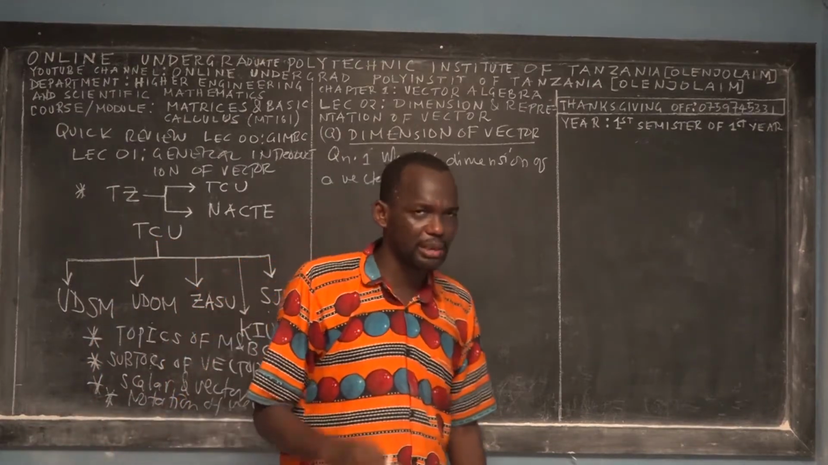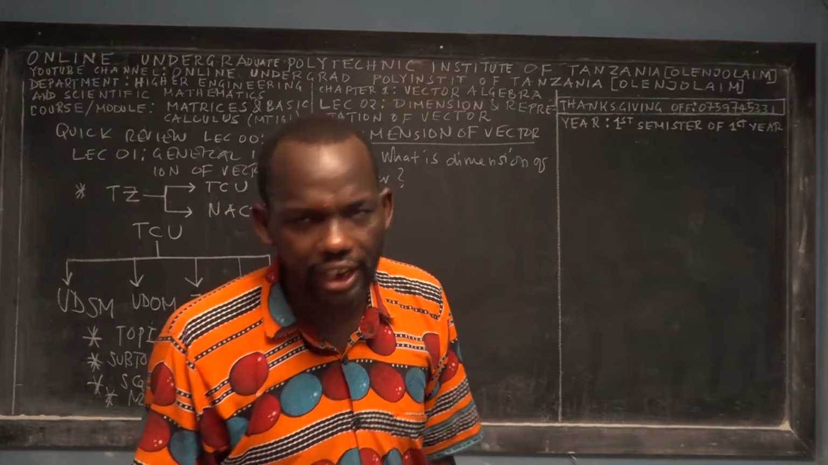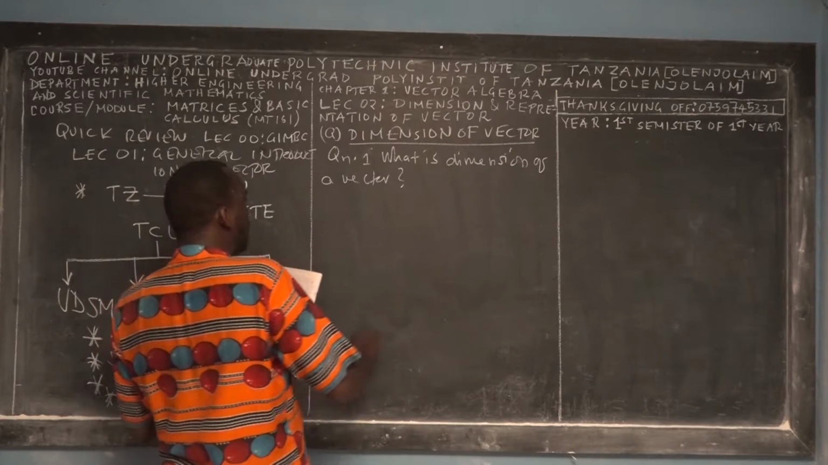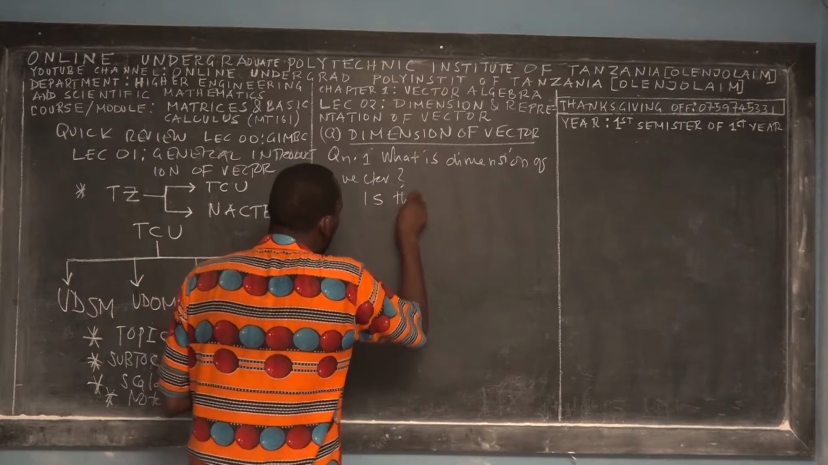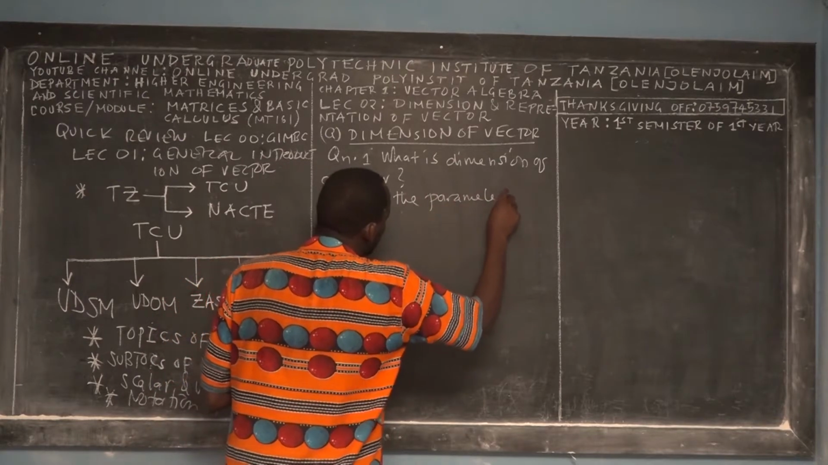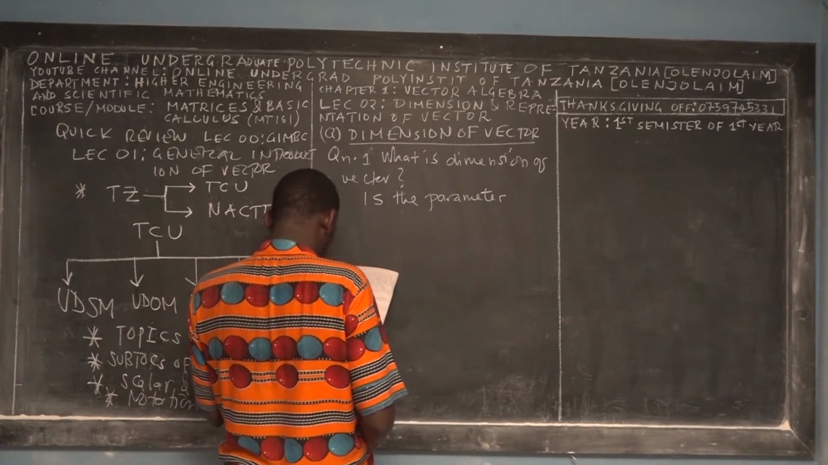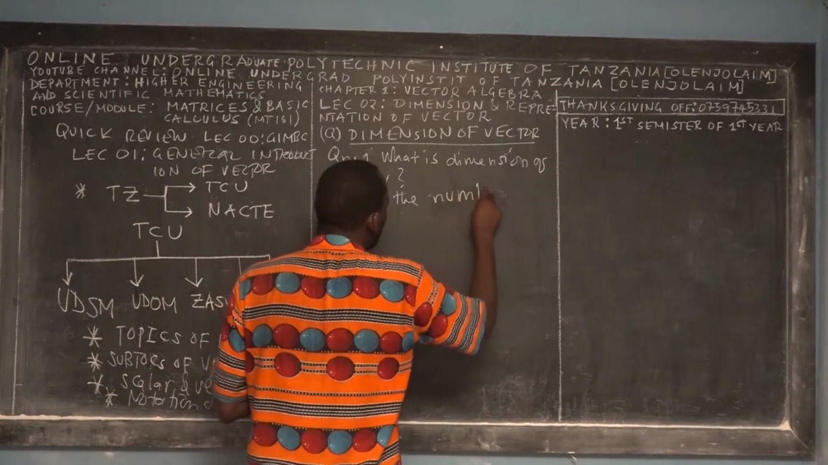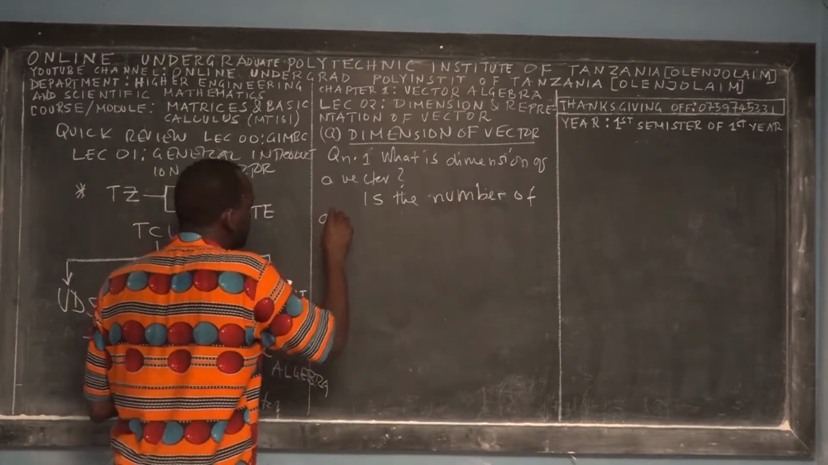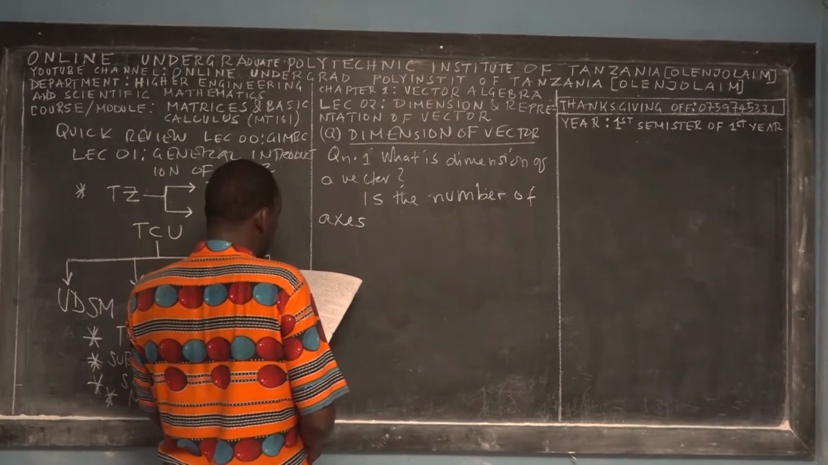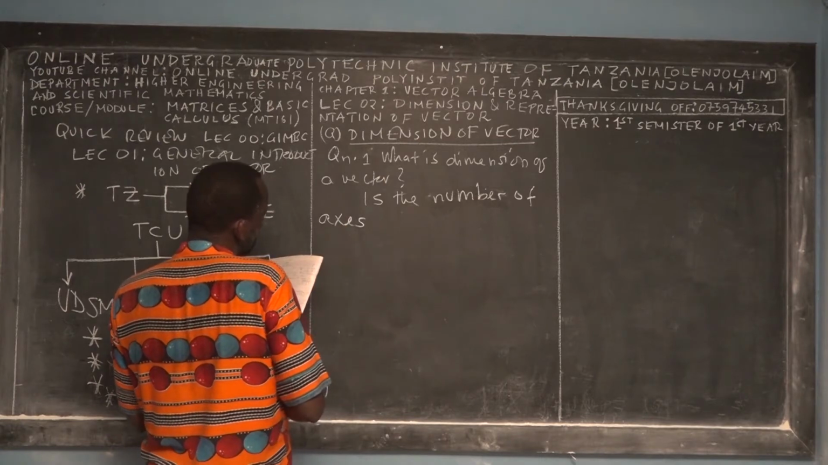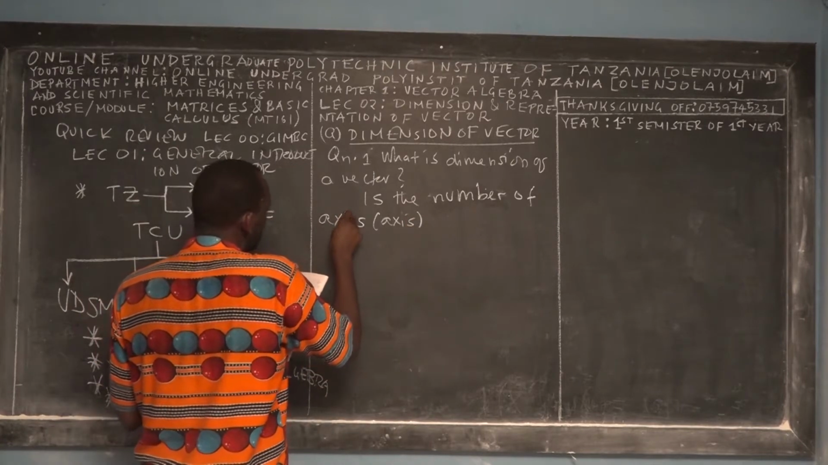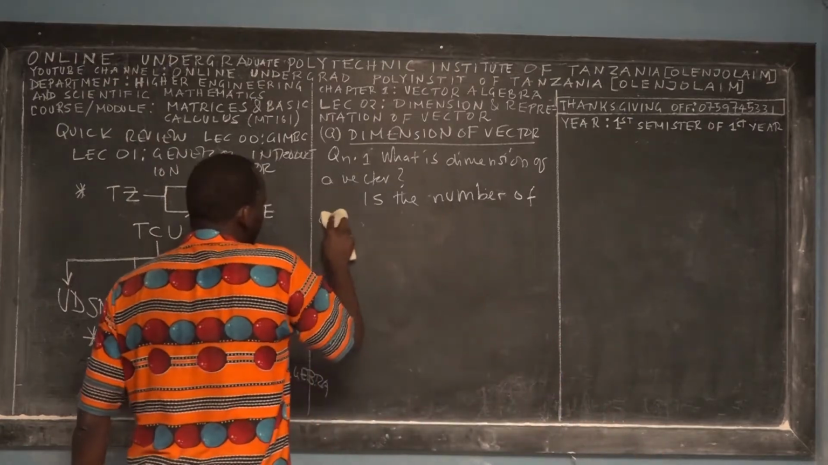So when we say dimension, we mean the components of the vector. Okay, the components of the vector. I found some definitions from different mathematics books. One of the definitions is the number of axes. So dimension, we say, is the parameter. Simply let us say that the dimension is the number of axes. Okay, the number of axes. Axes means this, the plural of axis.